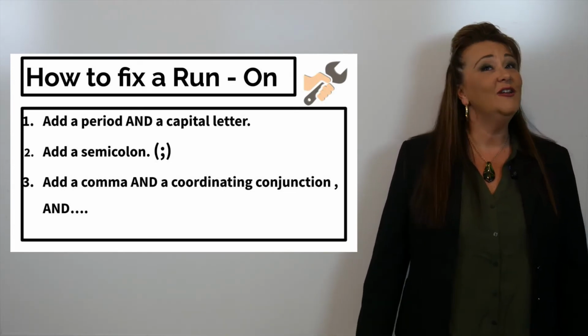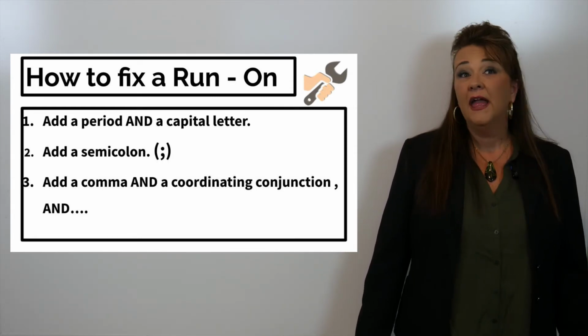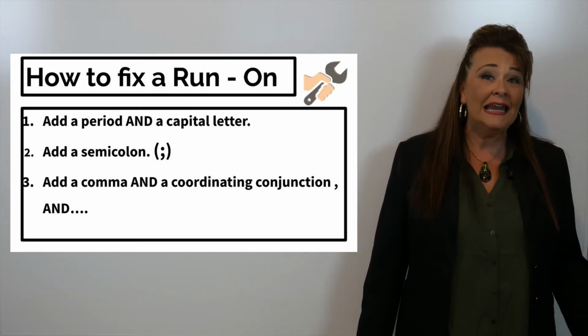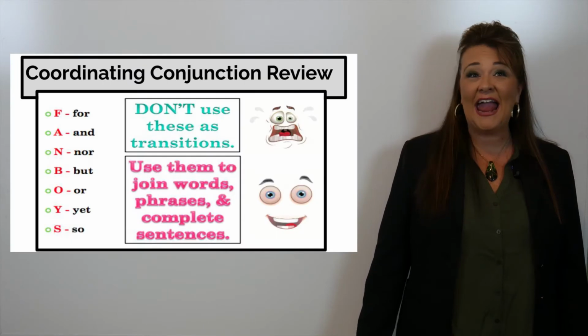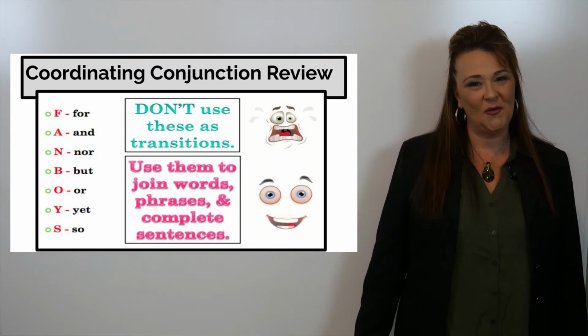The second thing that you can do to fix a run-on is add a semicolon. The third thing that you can do is add a comma and a coordinating conjunction. And let's look at an example of some of those coordinating conjunctions. I know we've talked about it now 3 times, but it's always good to review those FANBOYS: for, and, nor, but, or, yet, and so.